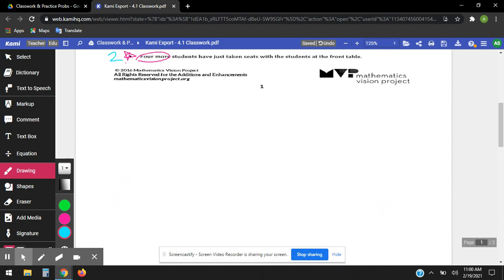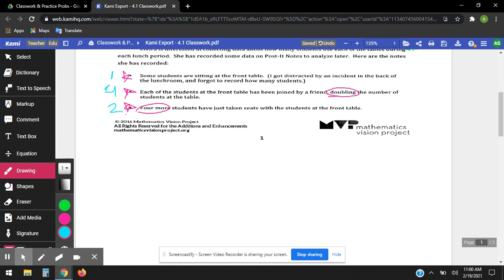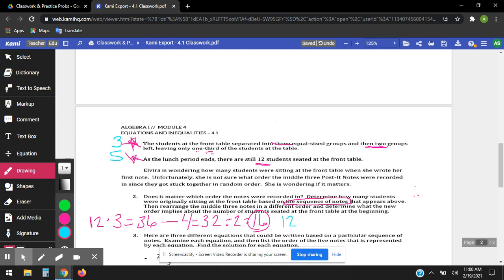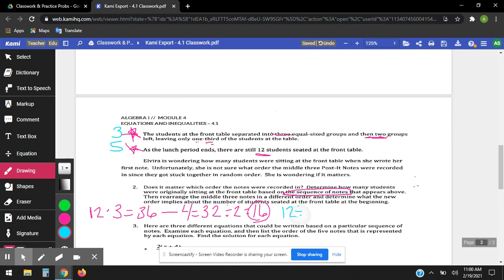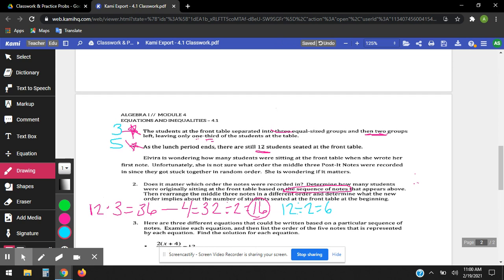But prior to that, they were doubled. So 12 is the double, which means we need to divide by 2. So now we have 6 students. Then we come to the 3 here. The students at the front table separated into 3 equal groups, leaving only a third of the students at the table. So if we have 6 and that's a third of them, then we need to times by 3, right? Equals 18.